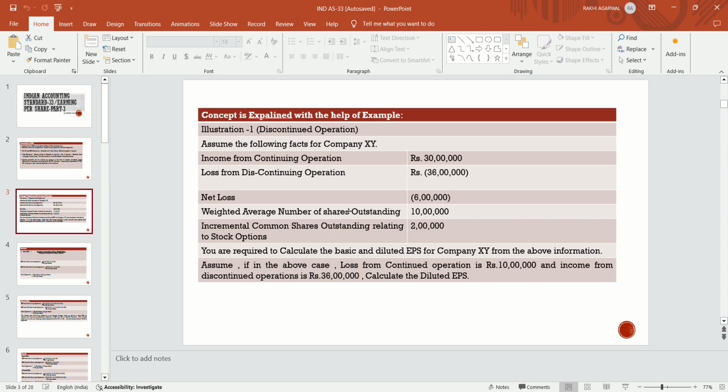And there is another example related to this concept only. In the above case, in this case the loss from continuing operation is given. In the previous case, income from continuing operation is given 30 lakhs and loss from discontinuing operation is given 36 lakhs. Now, continuing with the same example, in this case the loss from continuing operation is 10 lakhs and income from discontinued operation is 36 lakhs. So we have to calculate the basic and diluted.